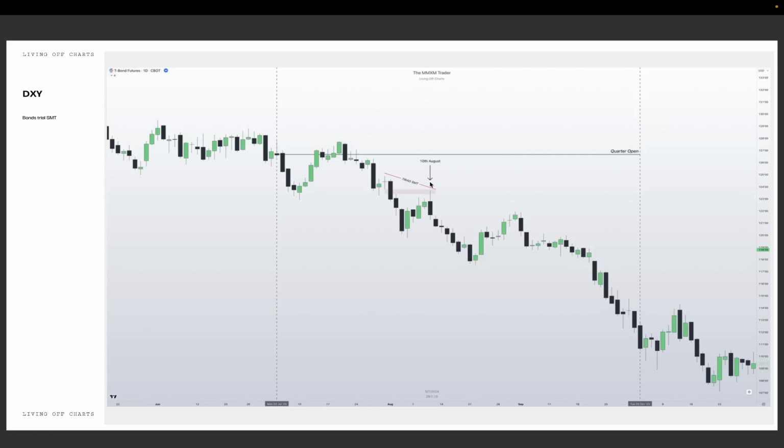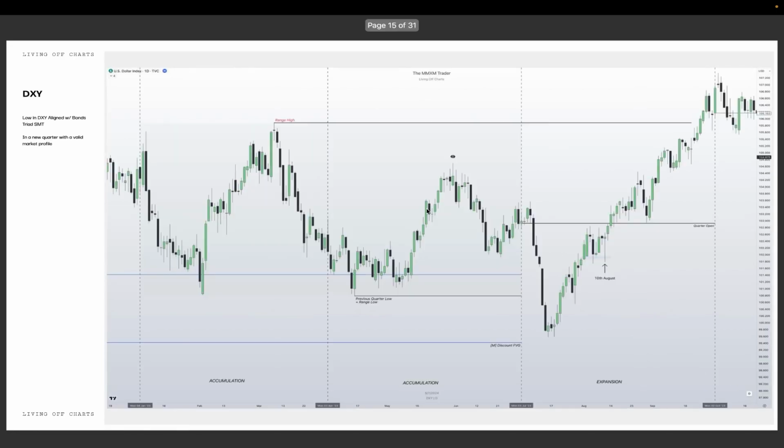This is 10th August right here, and we're going to look at DXY. 10th August is right here. So as the bonds have a triad SMT in a new quarter, with DXY having a key level, previous market profile being valid for a bullish market profile this quarter, and we have the SMT that is a very, very strong signature that we're gonna see big expansions.